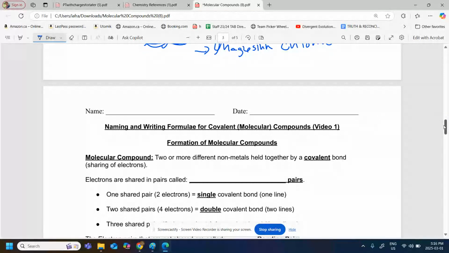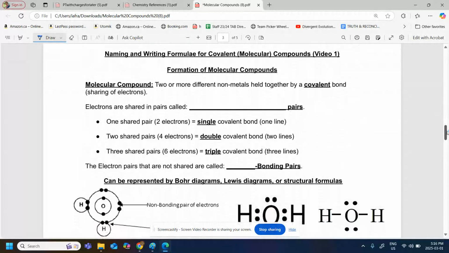In this video, we're going to take a look at how covalent or molecular compounds form and how they're represented with Lewis structures. In general, molecular compounds form by sharing electrons, not transferring like ionic ones. When electrons are being shared, they're usually shared in pairs, two at a time. So you could have one pair, two pairs, or three pairs. And when electrons are being shared, you call them bonding or bonded pairs.